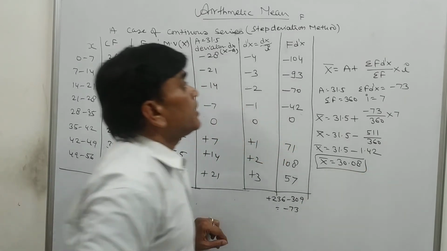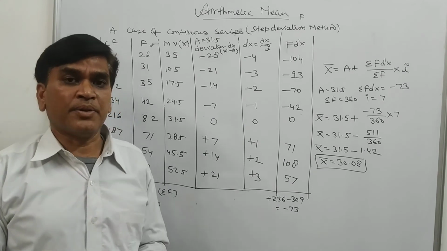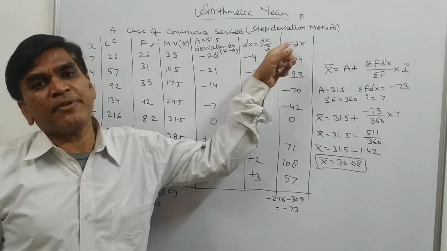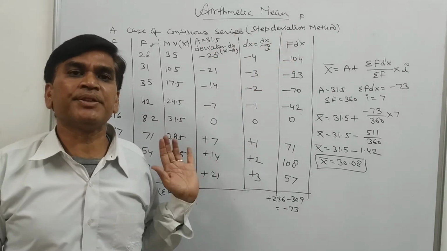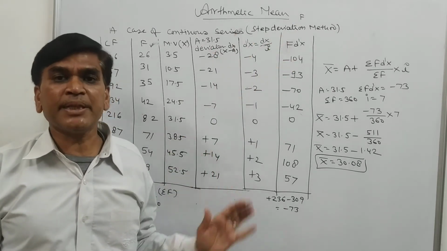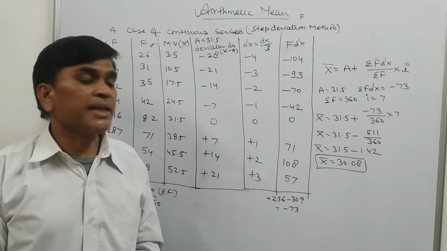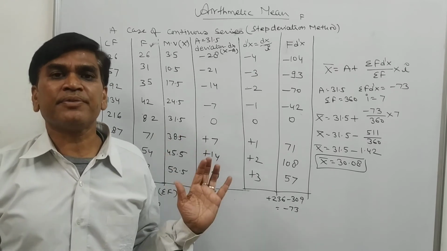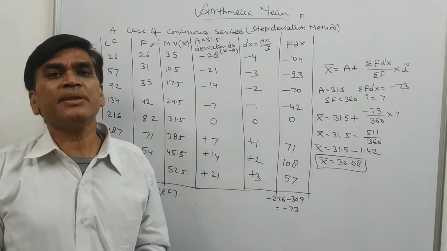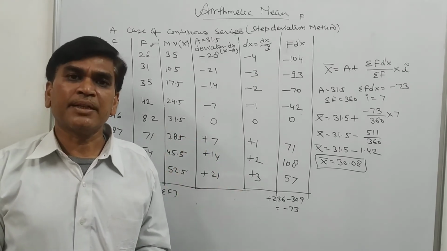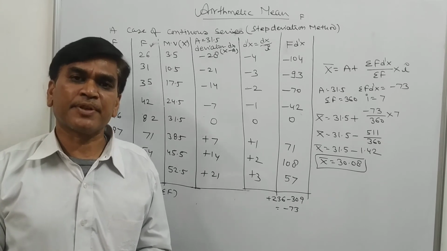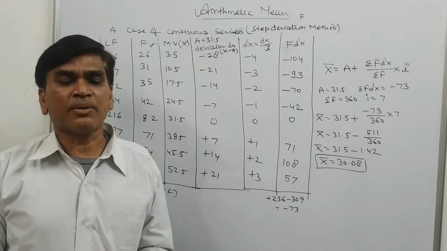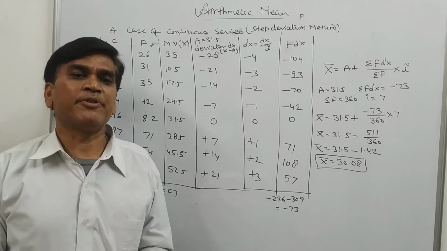So I think if you do not have good knowledge of calculation, you can use this step deviation method. It's the easiest method, and you can calculate the arithmetic mean without any help of a calculator. So this is the question in which we have used all three methods for calculating arithmetic mean in a continuous series. The first one was the direct method, the second one was the shortcut method, and the third one was the step deviation method.